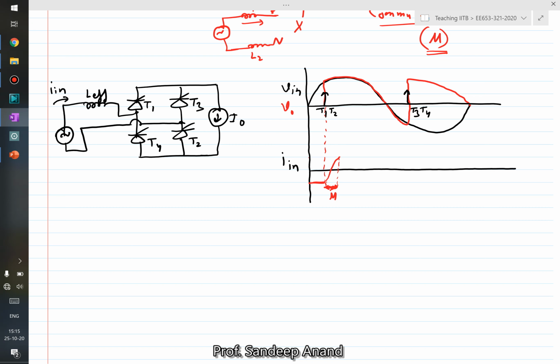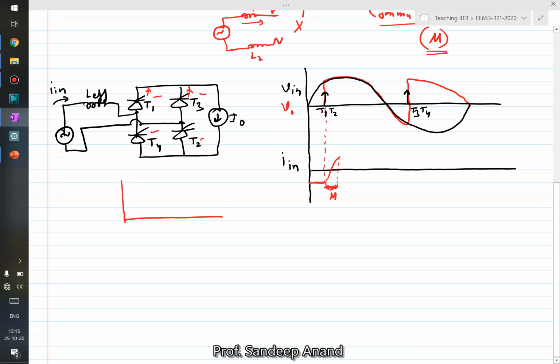So what is happening in this mu period? So earlier T3, T4 were conducting, right? Now you have given pulse to T1 and T2. The current was flowing through T3, right, the full load current IO. Now full load current IO should flow from T1, but this transition is not instantaneous, so it takes some time. So for some duration, you see both T1 and T3 are conducting, right? Both T1 and T3 are conducting. Why? Because T3 current is reducing.